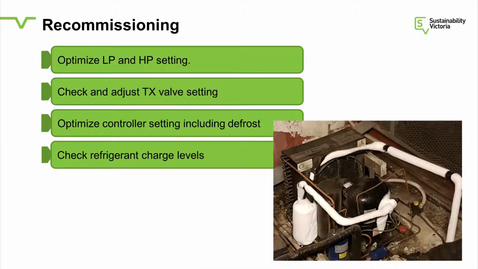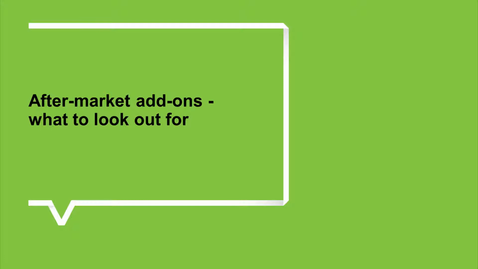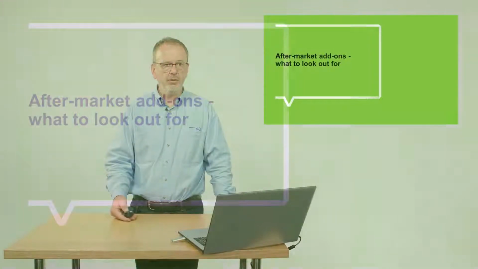So recommissioning solves all these problems if it's done competently. You optimize those LP and HP settings on the unit. You optimize the TX valve adjustment, so you make sure that it sits at an optimal value. You optimize the defrost control set point, or the timing, by observing the coil and not over defrosting or under defrosting. You check the refrigerant charge levels, and you also generally look at the way the system operates, and that gives you a very good outcome.